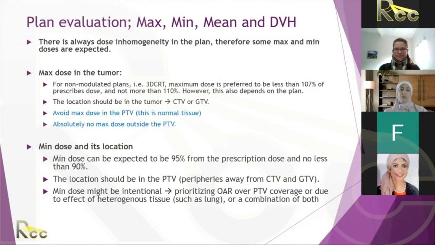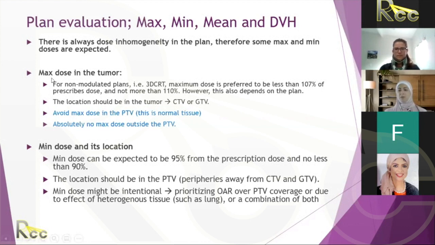Okay, so continuing from Thursday. Now we're looking at the concept of plan evaluation, and I'm going to start with the maximum dose, minimum dose, mean dose, and the dose volume histogram, the DVH. First of all, we have to appreciate that we always have dose inhomogeneity in the plan, meaning you should never expect to have beautiful 100% coverage for all the PTV with no cold area or hot area. Some inhomogeneity is expected in 3D CRT, but that inhomogeneity is minimal, meaning the plus and minus from the prescription dose is not too much.